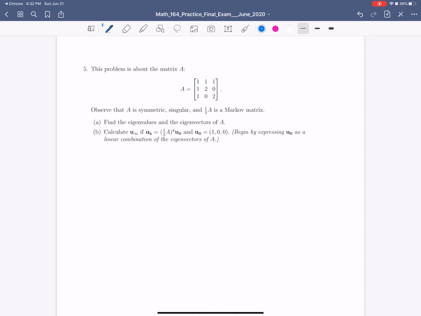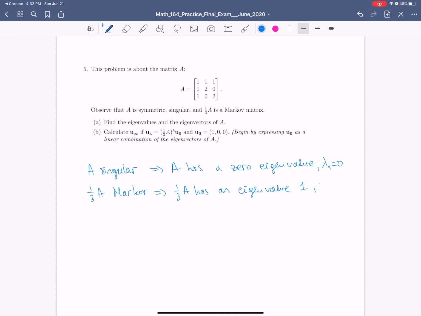So A singular implies A has a zero eigenvalue. So let's say lambda 1 is 0. Then one third of A Markov tells us that one third of A has an eigenvalue 1. For A, that means A has an eigenvalue 3, that is lambda 2 is a 3.